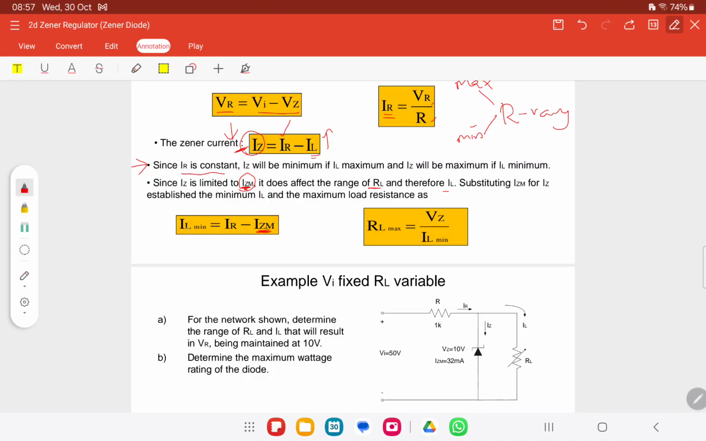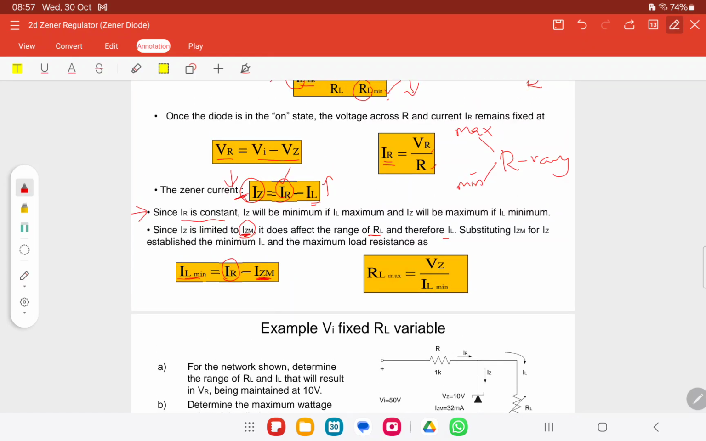Okay, from there we can get the other IL min. Because we already fixed IR from the earlier calculation, now we can get the new value of IL min. Why do we want the new value? Because RL varies, so it must have two values, max and min. So we can get RL max from IL min. Why IL min? Because IZ is max. This is the maximum value at which the diode allows current to flow. More than that, it will be damaged. So when this one is max and this one is fixed, this one will be the smallest.